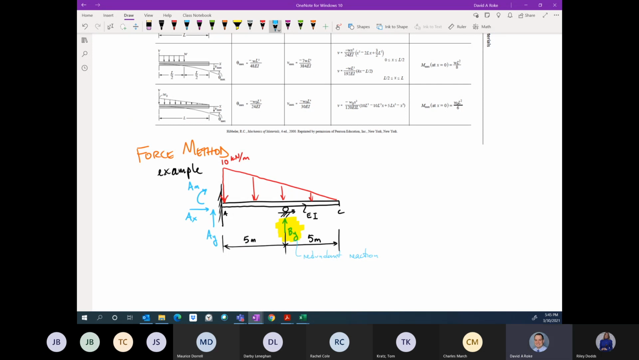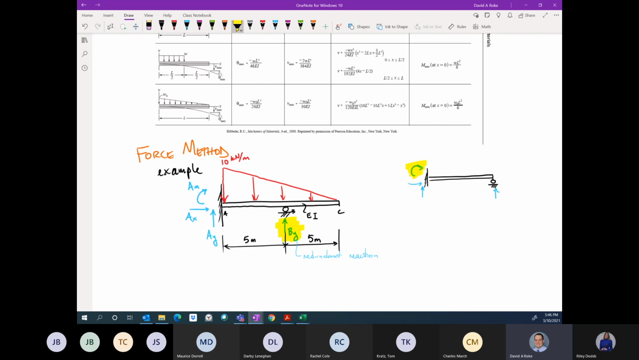And just to illustrate a contrary situation, if I took my propped cantilever and had the roller support at this end, I could alternatively select my moment as my redundant reaction. Because here, if I select the moment as the redundant reaction, I'm left with a simply supported beam. Just as an example of another way to do this.